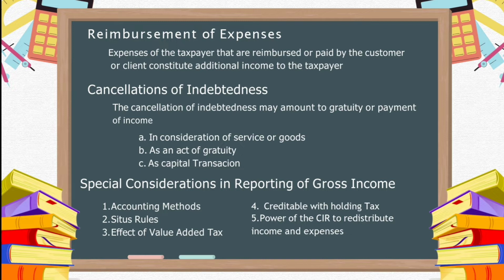Special considerations in reporting of gross income. We have number 1, accounting methods. Number 2, situs rules. Number 3, effect of value-added tax. Number 4, creditable withholding tax. Number 5, power of the CIR to redistribute income and expenses.